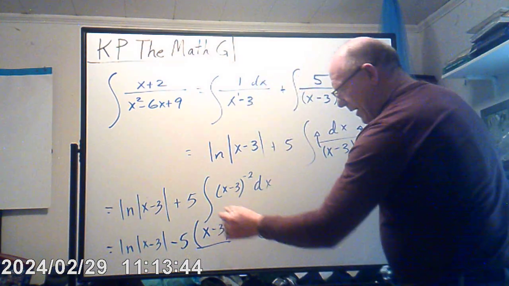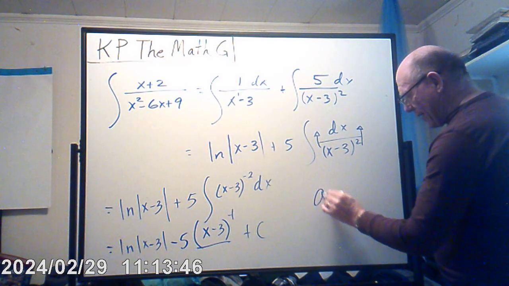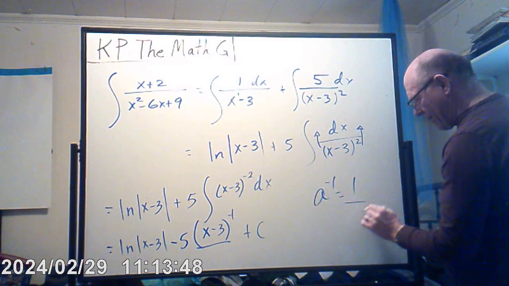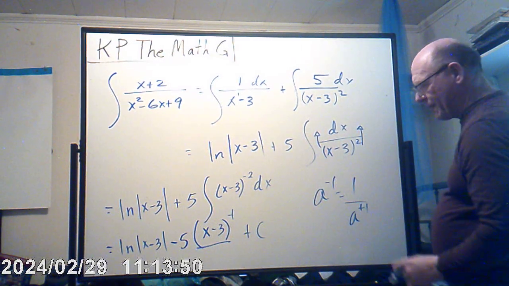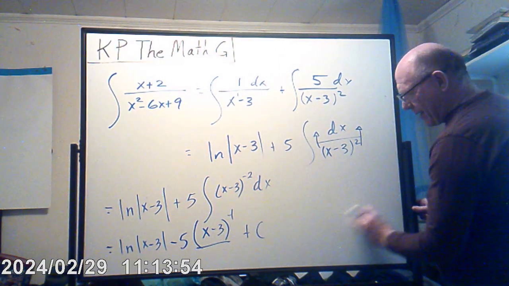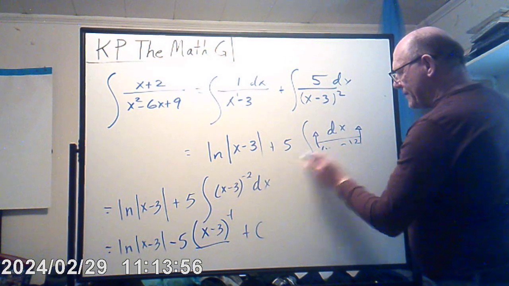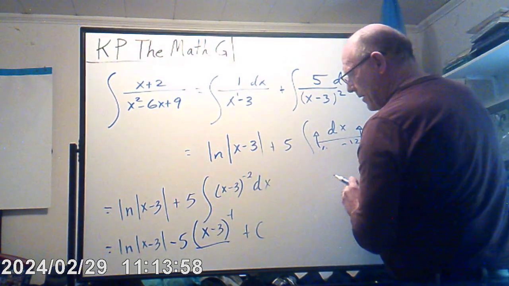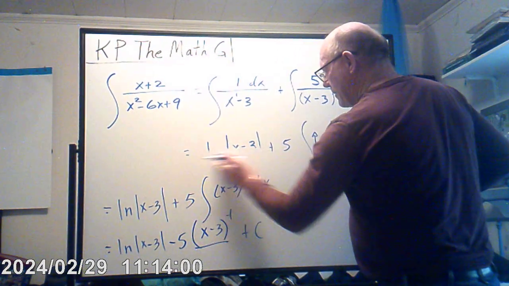That would be okay, but if I got a to the negative 1, I like to have 1 over a to the positive 1, that way I can keep my exponent positive. Alright, let's erase some of this here.